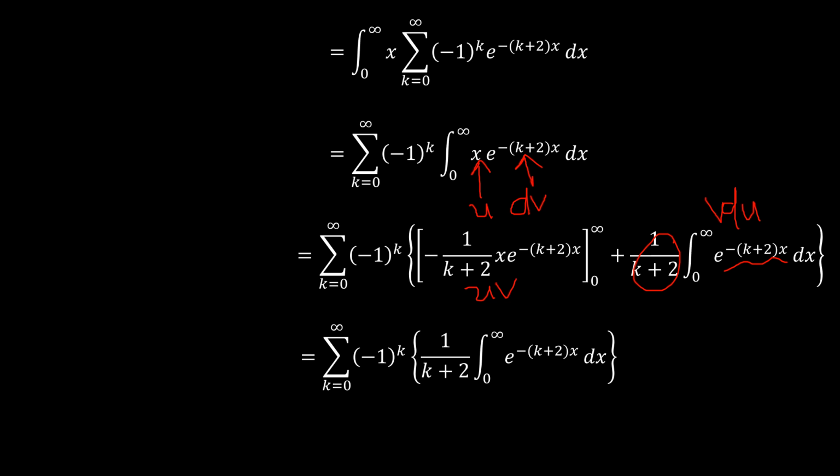And so eventually, when x tends to infinity, this exponential part tends to 0, right? And then when x is 0, this part always equals 0. So essentially the entire boundary term just tends to 0. Okay, then we are left with just the integral of e to the power negative (k plus 2)x, and then obviously the constants remain as we see.